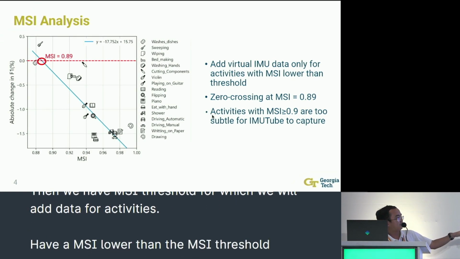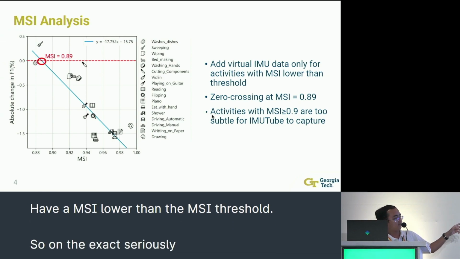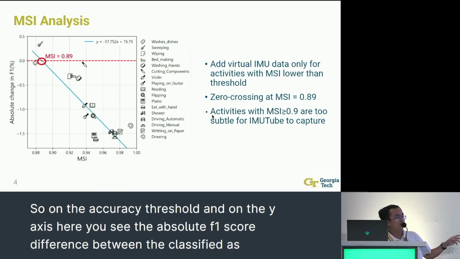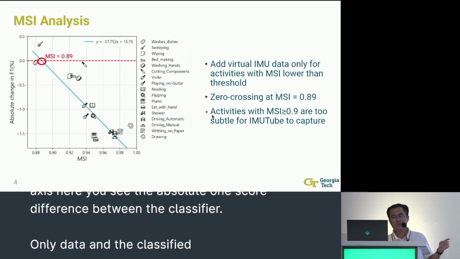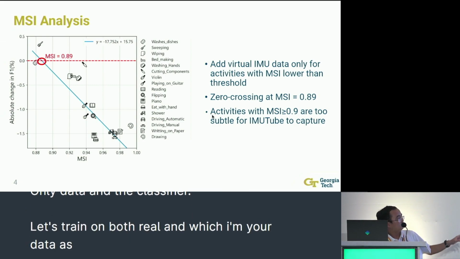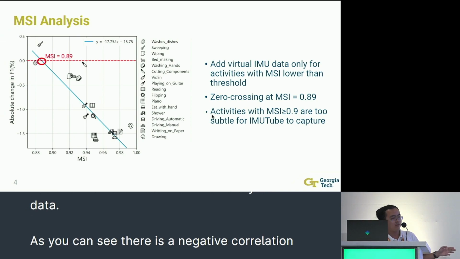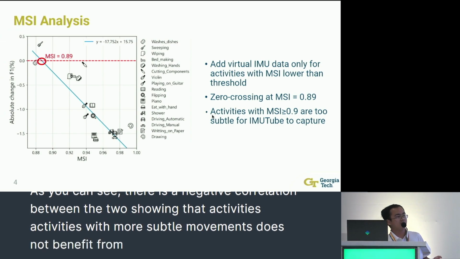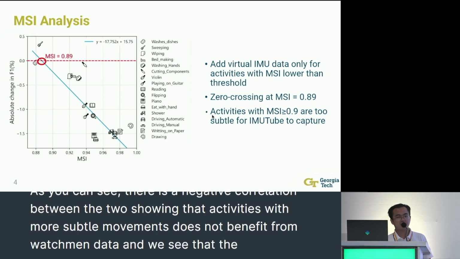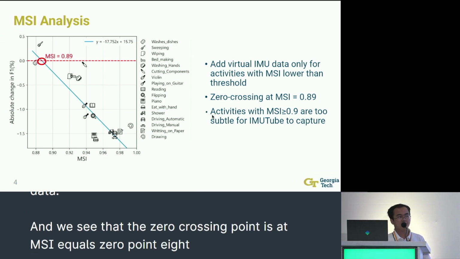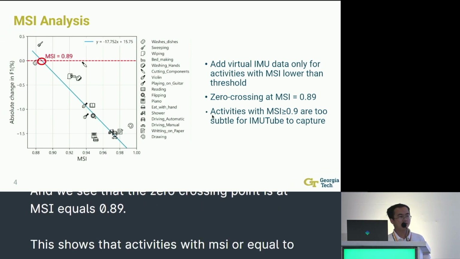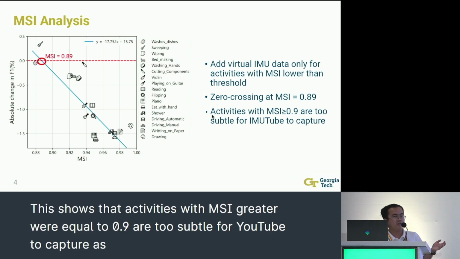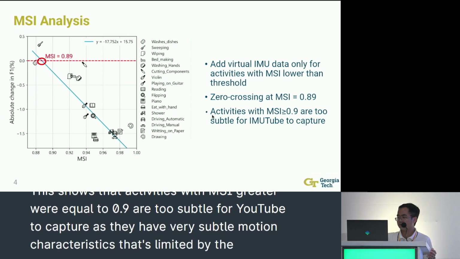On the x-axis here, you see the MSI threshold, and on the y-axis, you see the absolute F1 score difference between the classifier trained on only real IMU data and the classifier trained on both real and virtual IMU data. As you can see, there's a negative correlation between the two, showing that activities with more subtle movements do not benefit from virtual IMU data, and we see that the zero crossing point is at MSI equals 0.89. This shows that activities with MSI greater than or equal to 0.9 are too subtle for IMUTube to capture, as they have very subtle motion characteristics that are limited by the current computer vision methods.